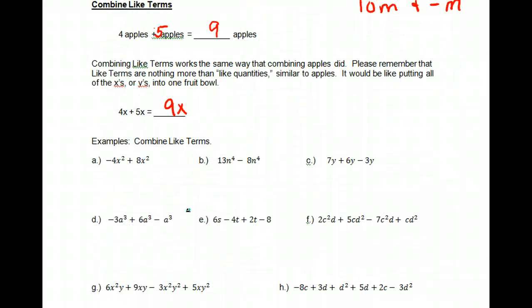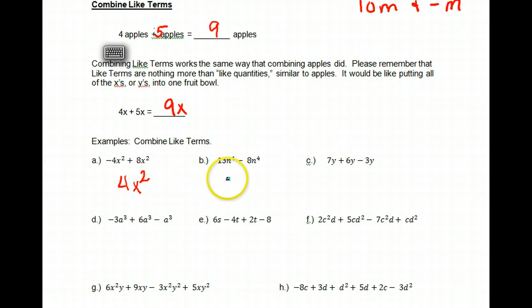For letter A, we have negative 4x squared plus 8x squared, excuse me. They are like terms, we just want to combine them, so we're going to use the rules of addition. Negative 4 plus 8 makes 4x squared. We're just combining them. We're putting all of our apples into a bowl. If you have 8 and you take away 4, you're left with 4.